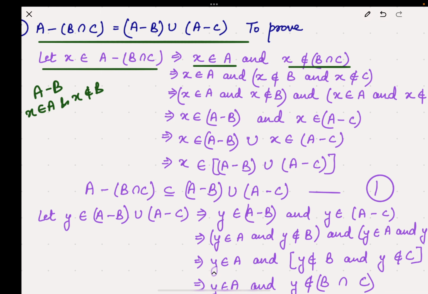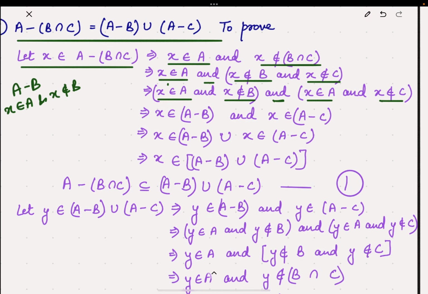Next we'll open up the bracket here. This will remain the same, X belongs to A, and what does it mean? If X does not belong to B intersection C, then definitely X does not belong to B and does not belong to C. So we just open it up like this. Again we can write X belongs to A and X does not belong to B, and X you can write multiple times. There will be no restriction on this. So again X belongs to A and X does not belong to C.